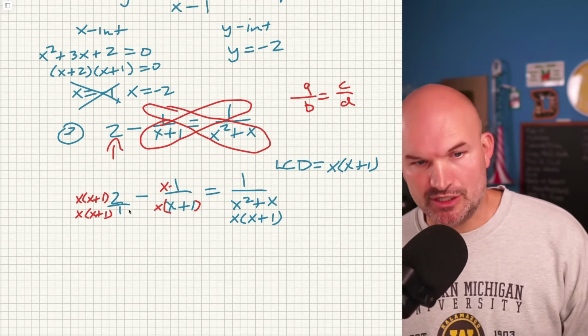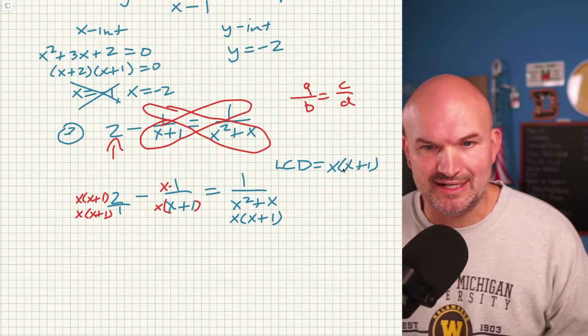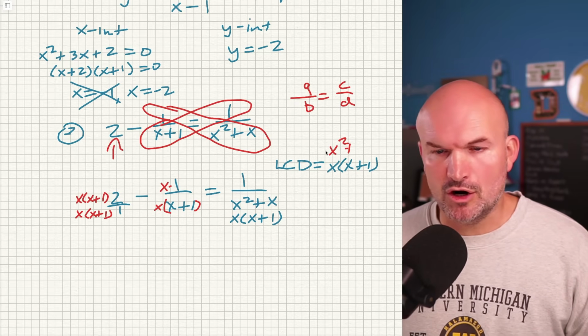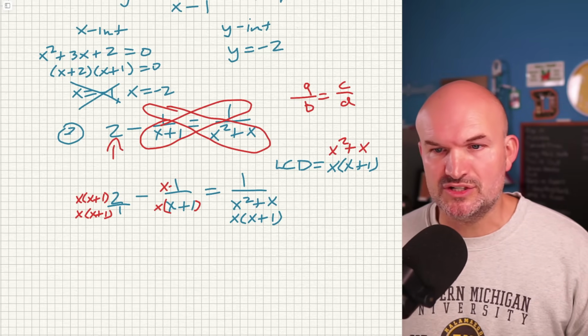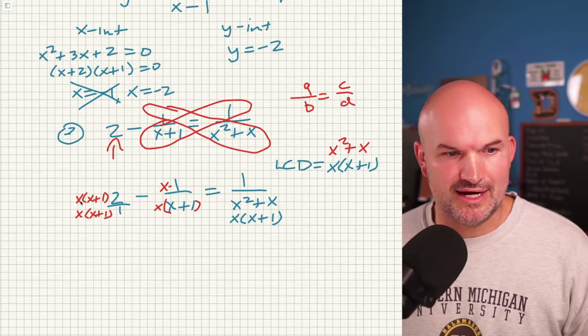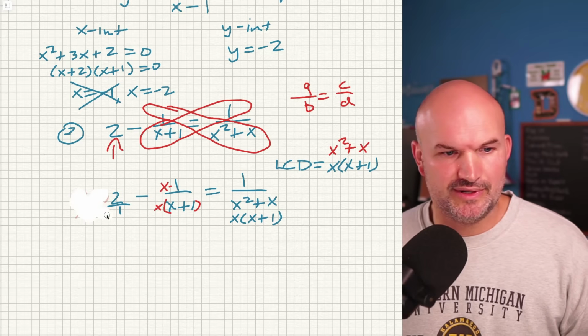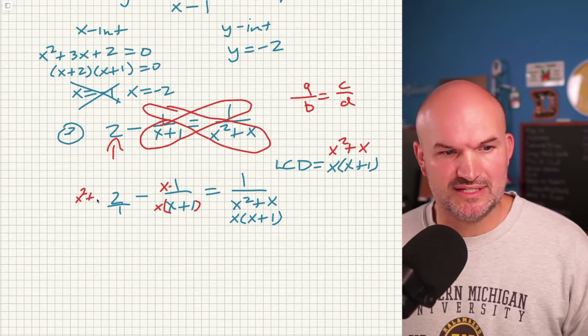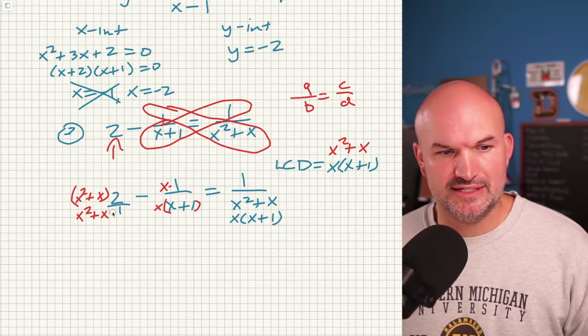Now, it might be easier in this example just to not write it in the factored form, but write it in the expanded form, which is x squared plus x. And I'm not sure why I didn't do that. So we're going to do it here. Okay, so let's write that as x squared plus x. That's going to multiply here in the numerator as well as in the denominator.